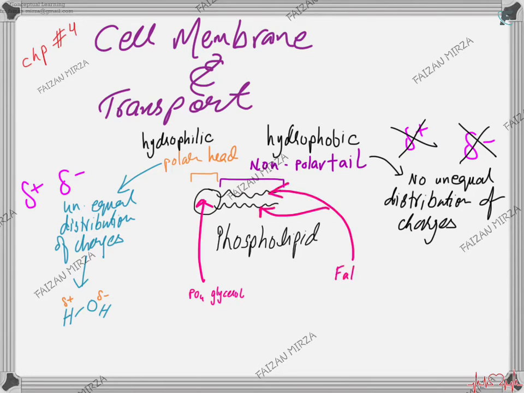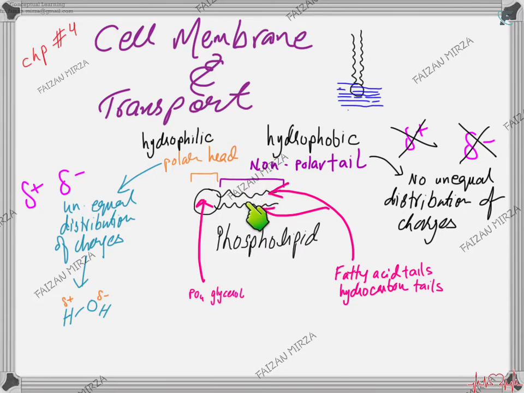The polar head has a phosphate group, PO4 3-, together with glycerol. Glycerol has 3 carbons. It's an alcohol with 3 carbons and 3 OHs. And these are the 2 fatty acid tails, the 2 hydrocarbon tails that may have a double bond somewhere in the chain, or they can be all carbon-carbon single bonds.